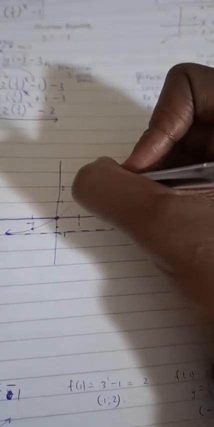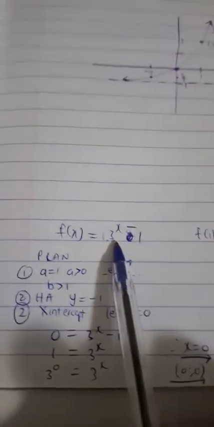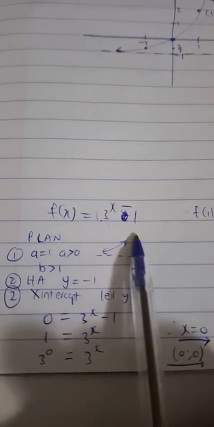And there it is. And then these additional points, I just mark them. So it's -1 and -2/3. There it is. That's my sketch of the function, and then I just label it f of x. So that's my exponential function, f of x is equal to 3 to the power x minus 1.